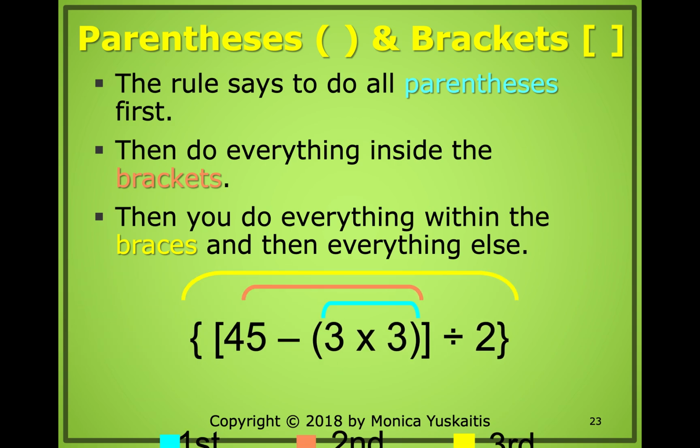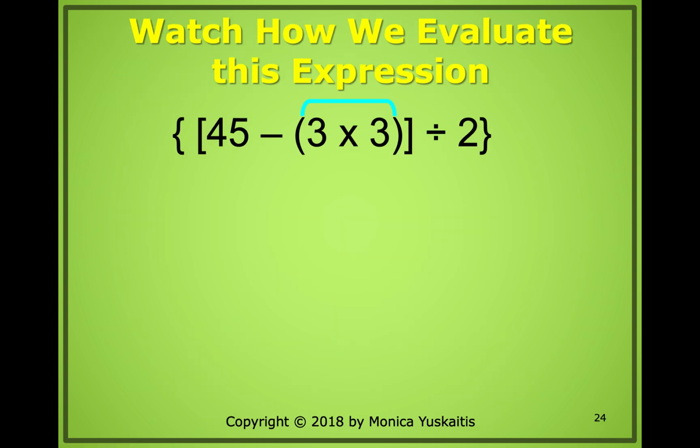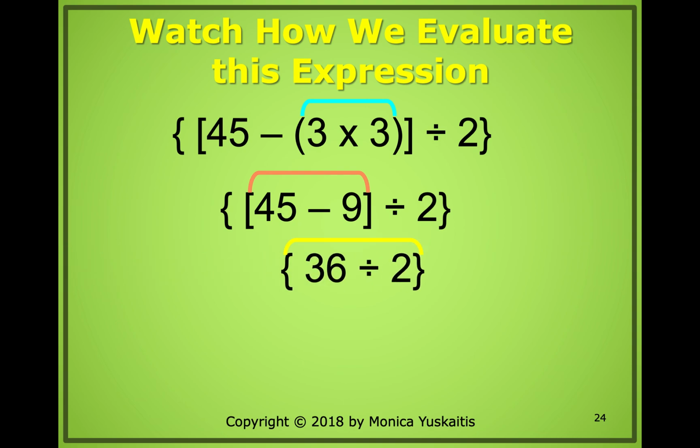So this one doesn't quite have an everything else. First parentheses, second brackets, third braces. So notice if there was something else over here for you to do, you would do that fourth. Like if it had a plus 1 or something over here, you would do that last. Okay, so let's evaluate this one, right? So 3 times 3, again, like we said, is 9. 45 minus 9 is what? 36 divided by 2 is 18. So that's the same one we did, except now it had the braces at the end, right?